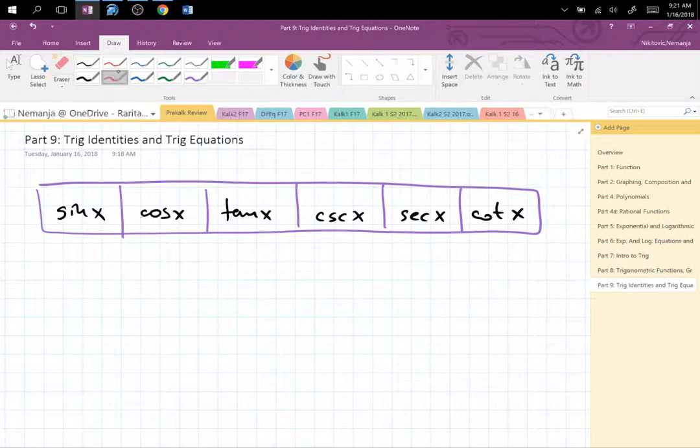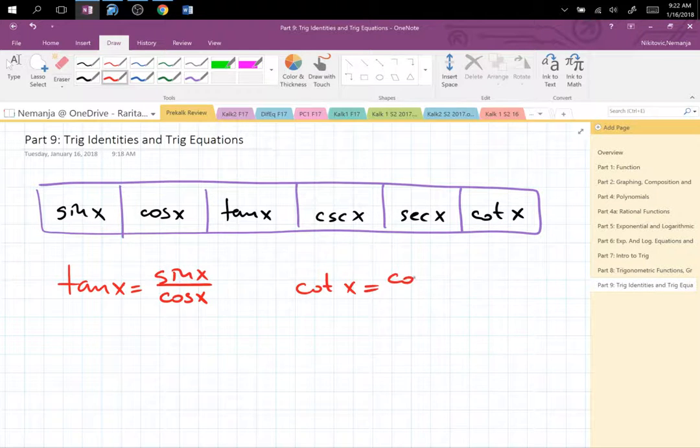We start with some of the basic trig identities that you must know, and that's tangent x is equal to sine x over cosine x. We talked about this one earlier. And then you have the cotangent x, which is cosine x divided by sine x.